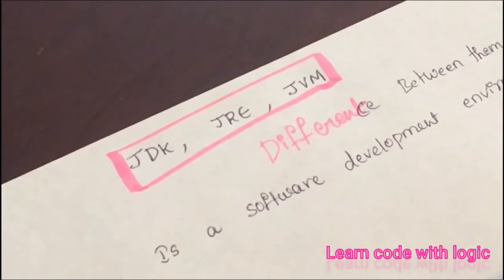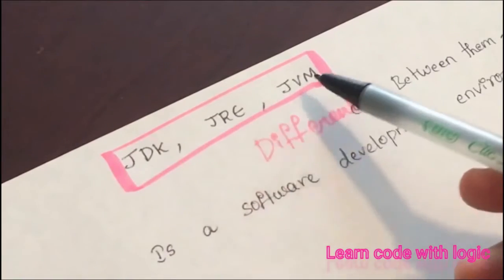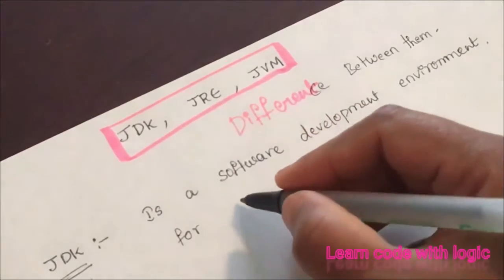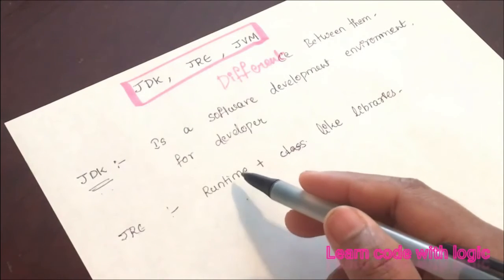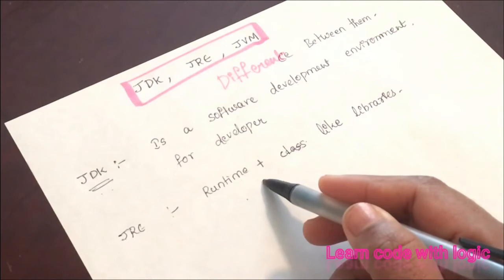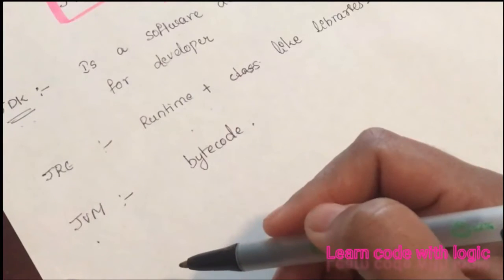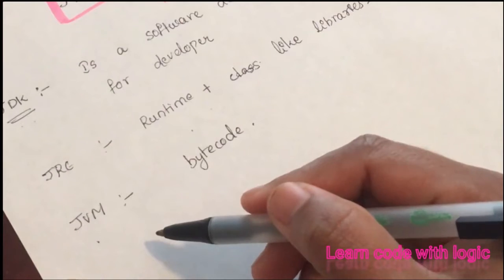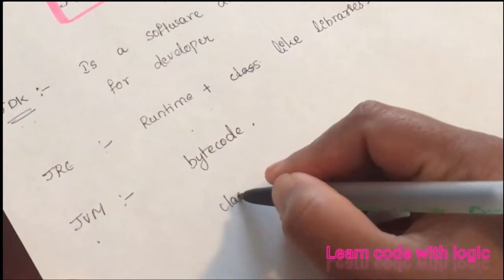Hey, welcome back to Java tutorials. In this tutorial, you are gonna see the difference between JDK, JRE and JVM. JDK is a software development environment for developers. JRE means Java Runtime Environment, which provides the minimum requirements for executing any Java application like libraries, classes, files, etc. JVM is Java Virtual Machine. It translates the code into bytecode. So it creates the class file basically.